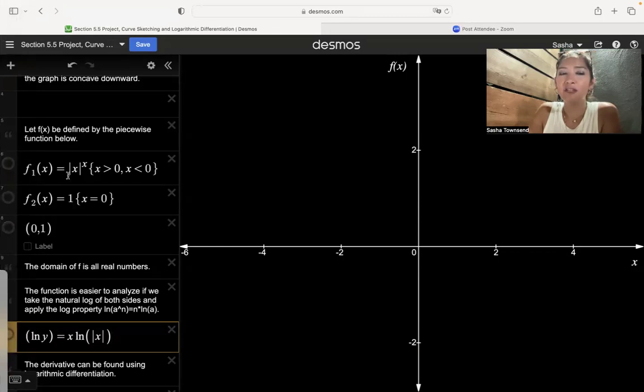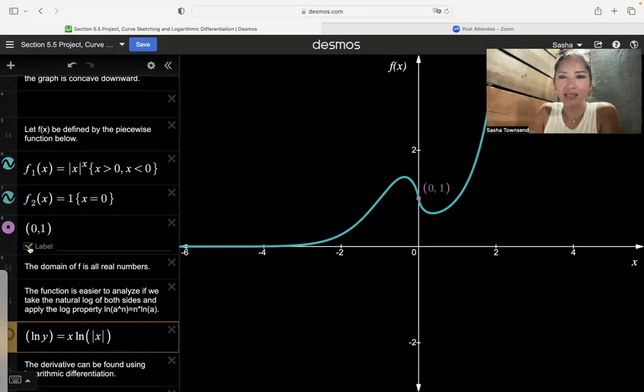I called f sub 1 that first piece. So I want our function to be absolute value of x raised to the x when x is either greater than 0 or less than 0. So the graph looks like that. It's very pretty. And then at x equals 0, we want the function value to be 1. So I did that, and then I added that point to the graph. And I made it purple because I knew it was going to be a point of inflection.